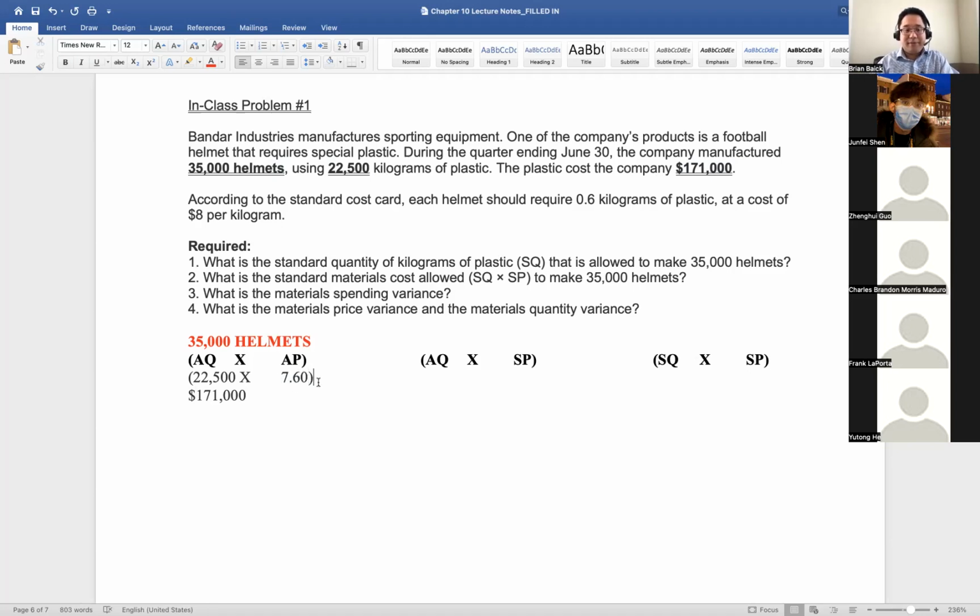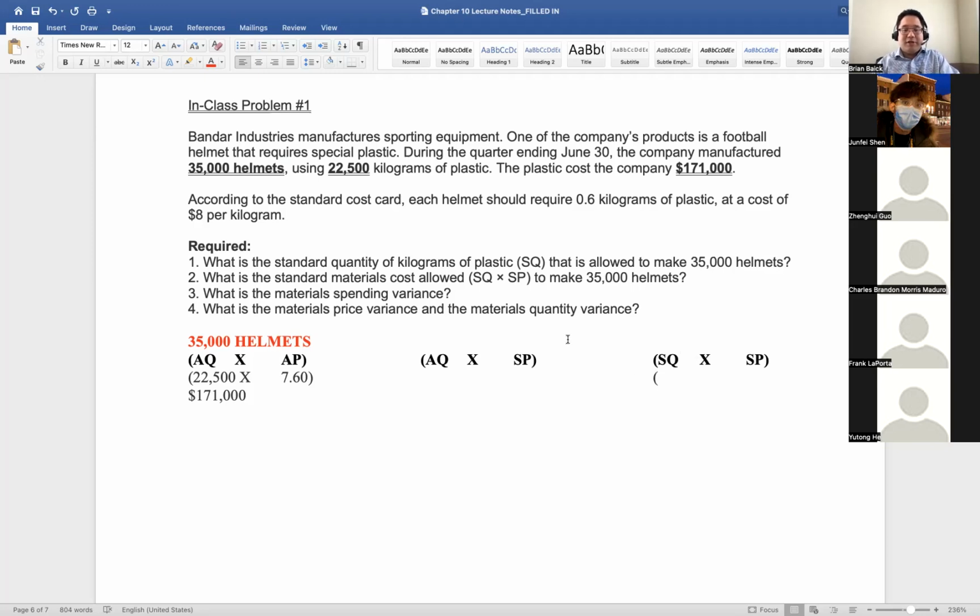$7.60. Okay. Anybody have any questions on this? Okay. The SQ, you have to be careful because the SQ is usually the hardest part.